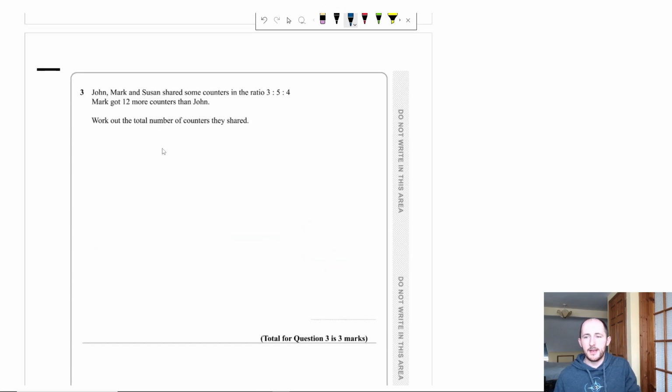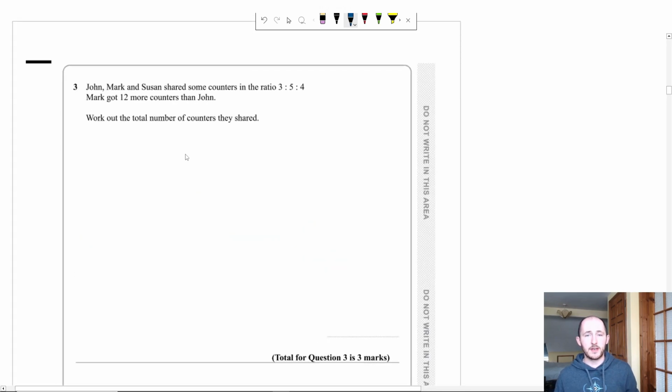This here is a pretty good ratio question. So we've gone through ratios quite a bit on the channel. I even had that grade 3 to grade 9 ratios video that we did earlier. And this was one of the types that comes up, which is somewhat rare. So it says John, Mark and Susan share counters in the ratio.